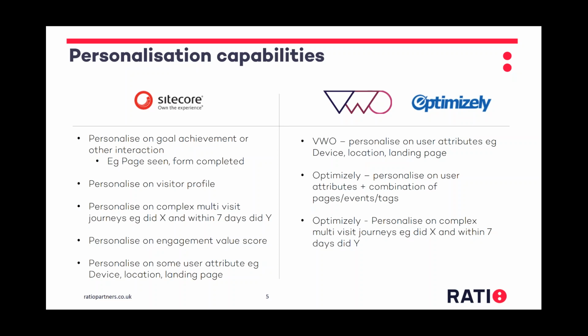There are quite a few of them out there outside of these two, but they're broadly similar in terms of the level of capability. So VWO, which is more of an entry-level testing and personalization tool, the only capability it has around personalization is to personalize on some user attribute, like the type of device that they're visiting the website on, their geographic location, what landing page they came in on, or their marketing channel.